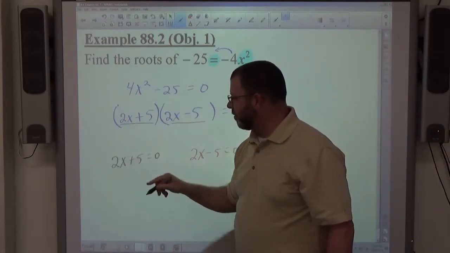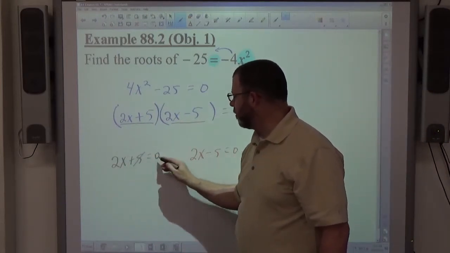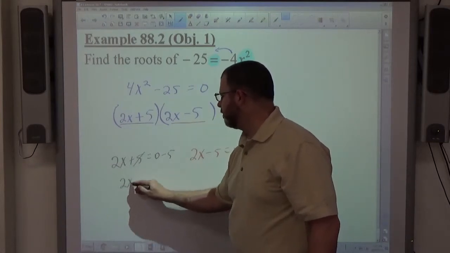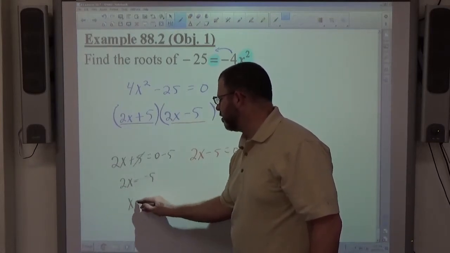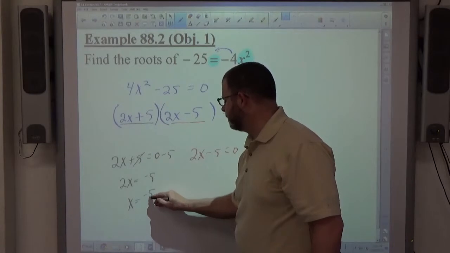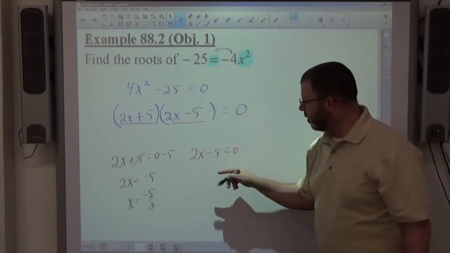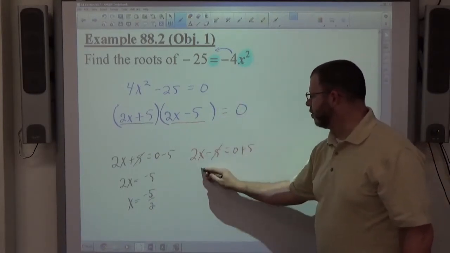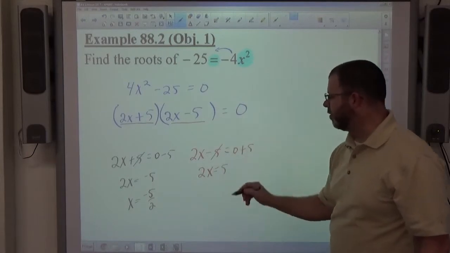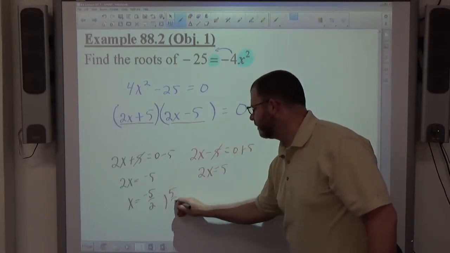This time, since there's a number in front of x, it's a two-step process to solve. Move the 5 over first, we get 2x equals negative 5. Then we divide both sides by 2, negative 5 halves. This one here, move the 5 over, becomes positive 5, so 2x is equal to positive 5. Divide by 2, we get x equals positive 5 halves.